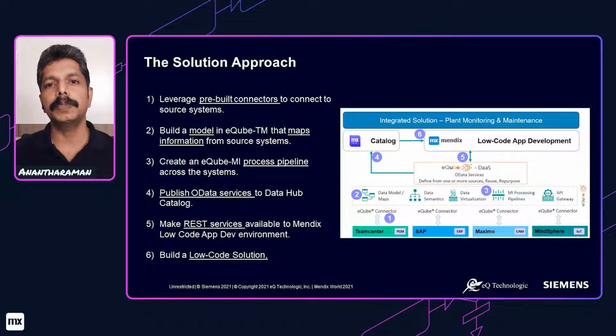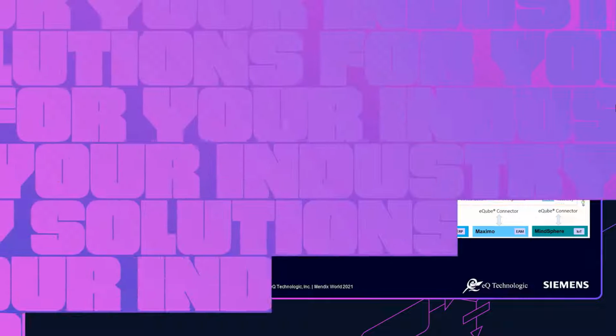Publish the OData services to Data Hub, Catalog, and make a REST service available to Mendix low-code app development for consumption, and build the application using this platform. This platform uses both REST as well as OData API in making this solution. Now that we know the approach, let me walk you through the demonstration of this application.